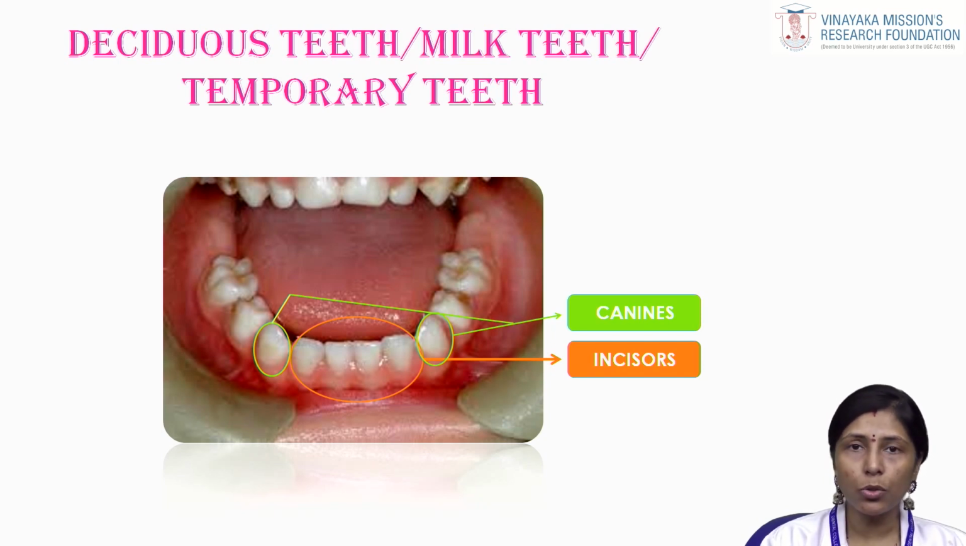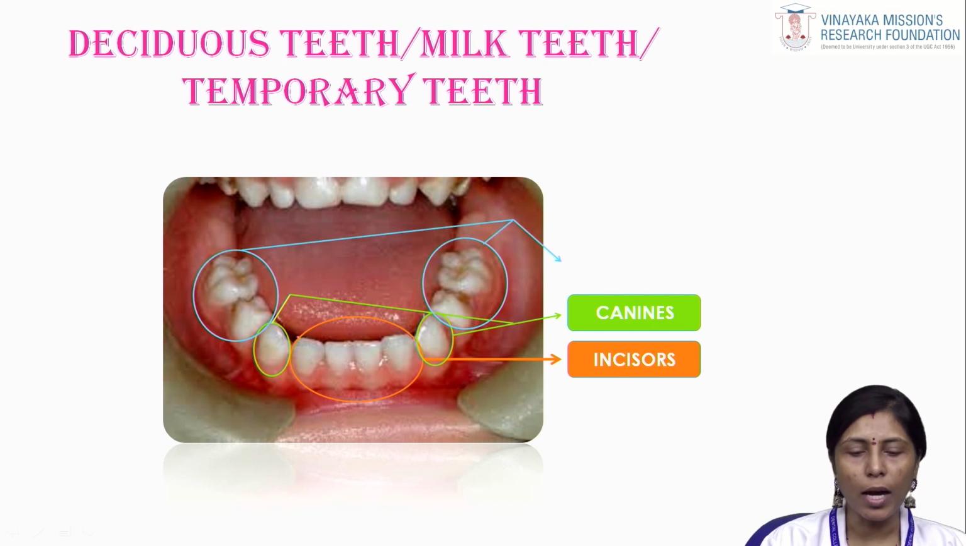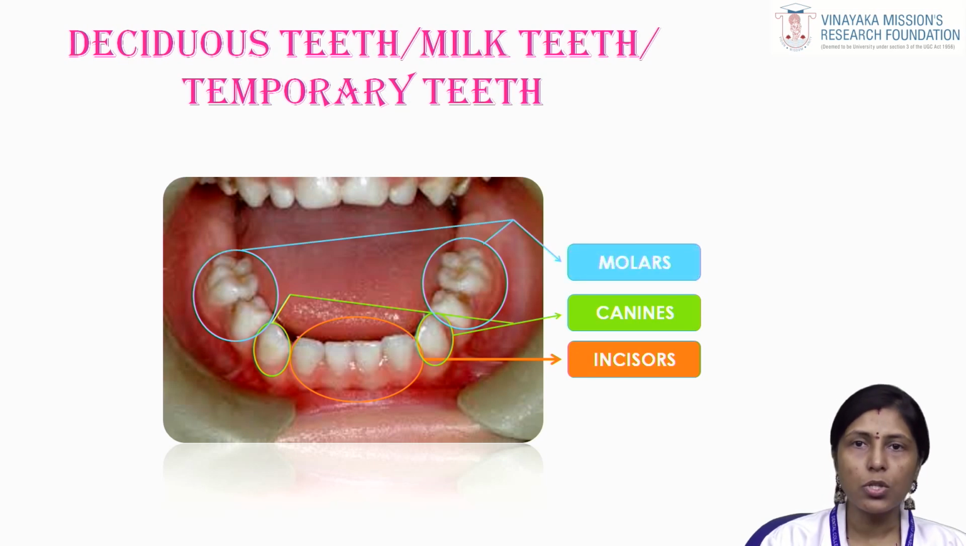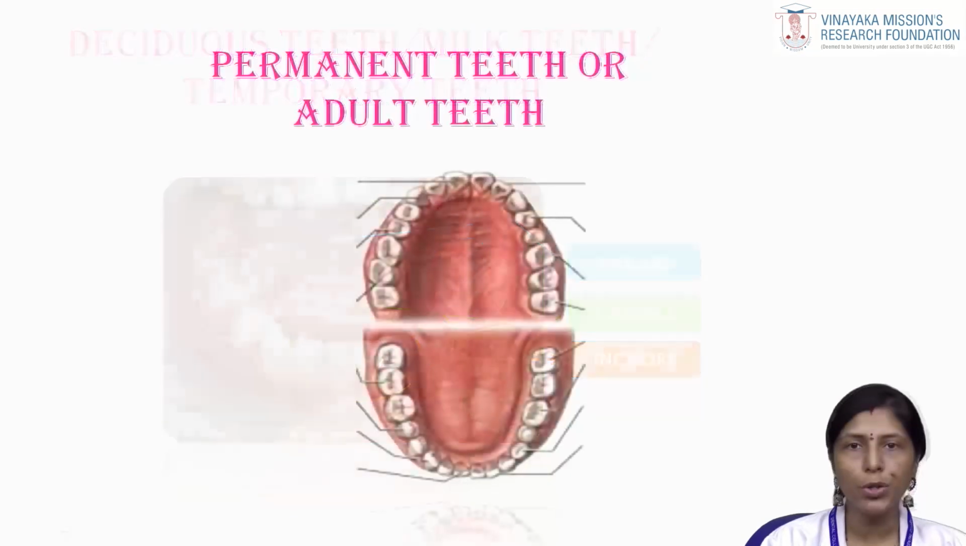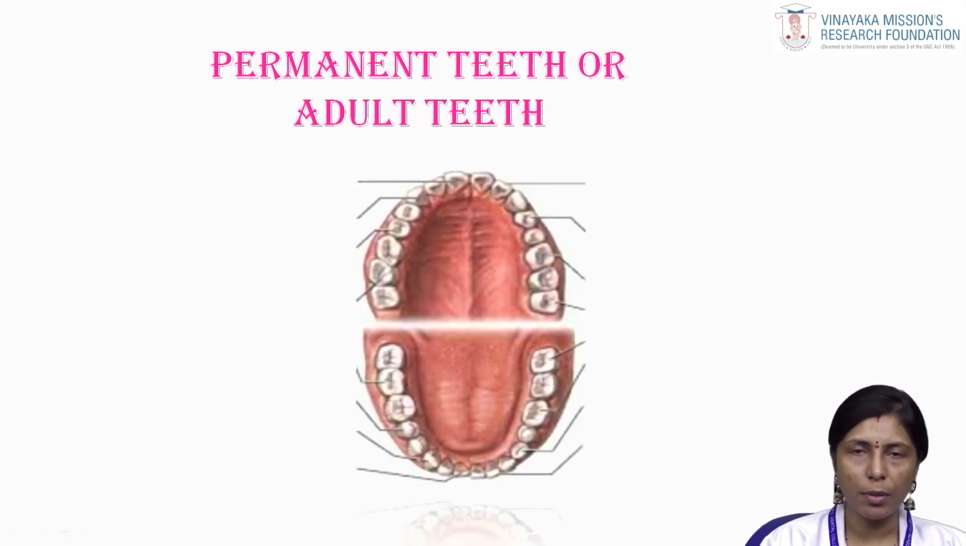So, posterior to canine, you have molars. Here, in case of deciduous dentition, you won't see premolars. Premolars are absent in deciduous dentition. Posterior to canine, you have molars. So, you have 4 molars in each jaw, that is 2 on each side. So, a total of 20 deciduous teeth will be present.